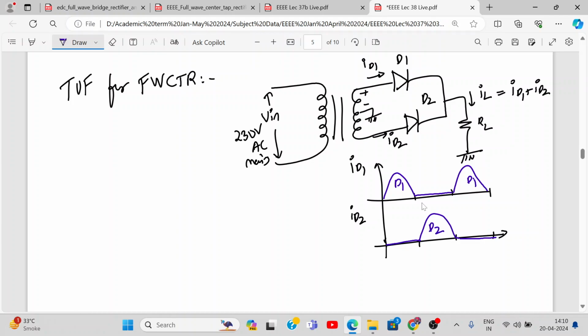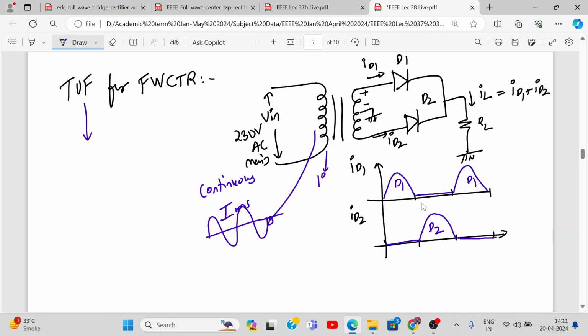So in a full wave center tap rectifier, the secondary current flows through each half in every half cycle separately, while the primary of the transformer carries the current continuously. Yes or no? So if I want to see the primary current, this is the primary winding current. Here the current is continuous. Agree or no? Here the RMS value is continuous. So the primary of the transformer carries the continuous current, whereas the secondary will carry discontinuous current.